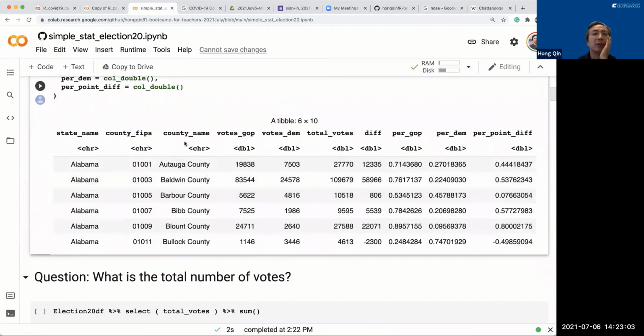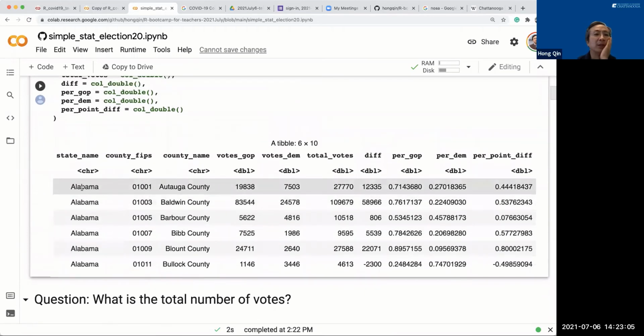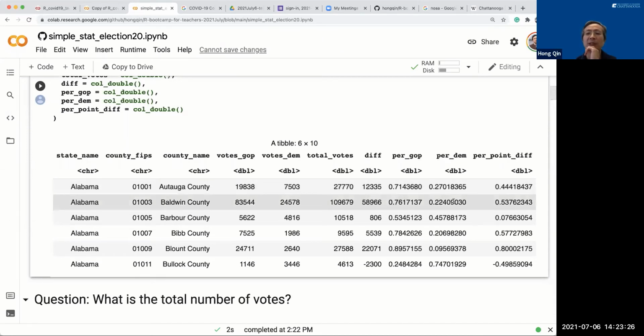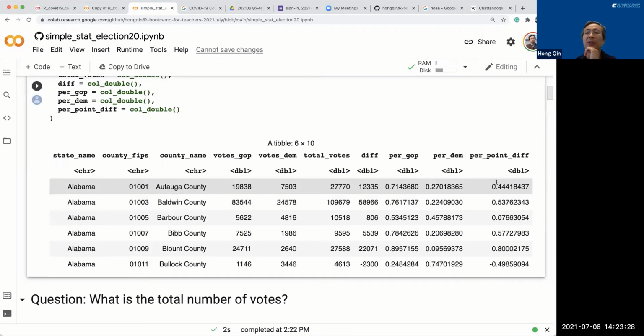We have Alabama, Autauga County, votes GOP, votes DEM, total votes. The difference, that must be the difference between the GOP and DEM. Then percentage of GOP, percentage of DEM, percentage difference. That basically is the data set.